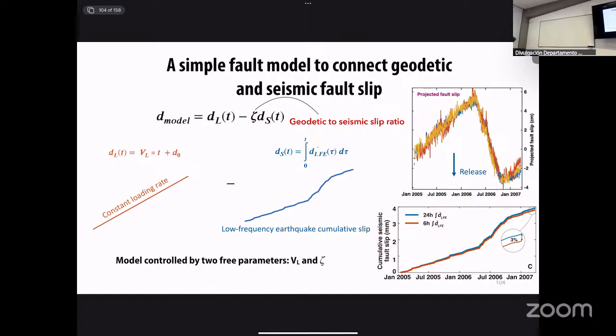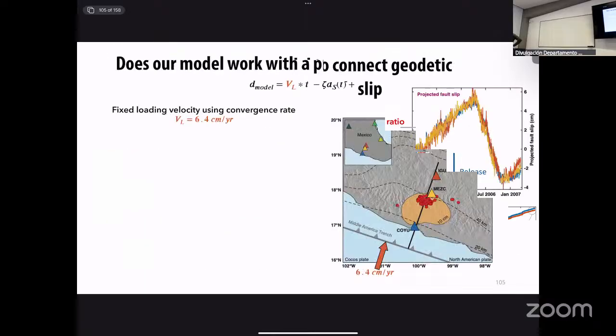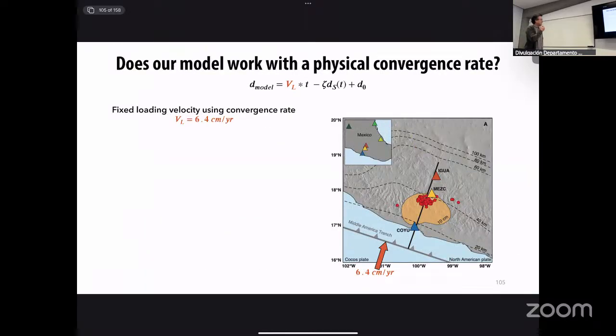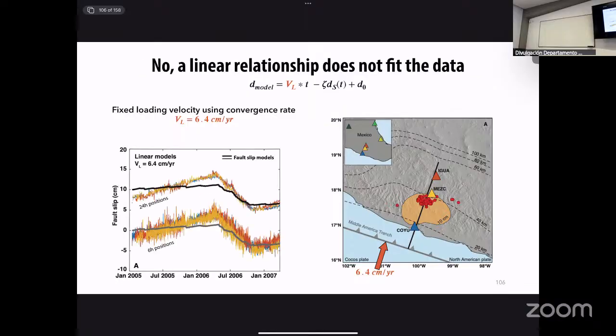So there's two free parameters. We can either mess with the loading velocity or we can mess with the scaling between a seismic to geodetic moment. So we don't go into this completely naively. We expect that the loading velocity should be the long-term plate motion that we know from geodesy at a global scale. So we expect 6.4 centimeters a year in the central segment of the Mexican subduction zone. So we can put that in, and we can then try and find the scaling that corresponds to that, and we can't fit the data.